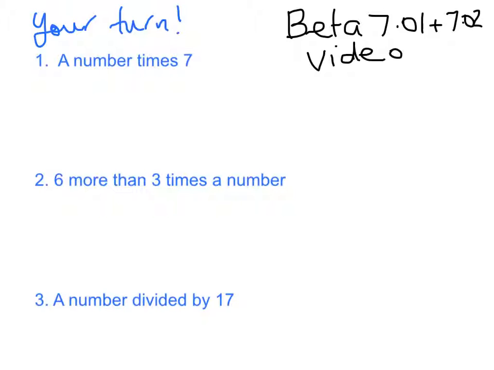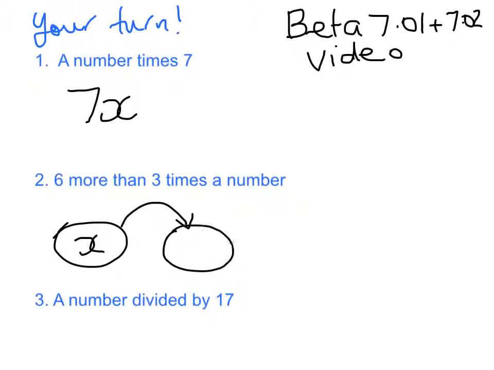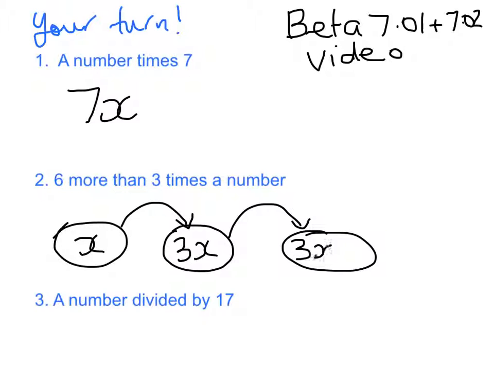Alright, a number times 7 I can write as 7x. 6 more than 3 times a number. So I start with my number x, then I times it by 3, and then I add 6. So my answer is 3x plus 6. So times 3 and then plus 6.